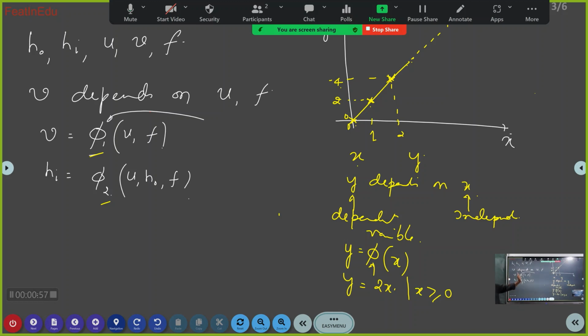So then, you see, in the last class, we have stopped at this point. That is, the image distance depends upon the object distance and the focal length. And so therefore, the image distance V is a typical function of U and F. What do you mean by function? It depends on relation. V is related to U and F.